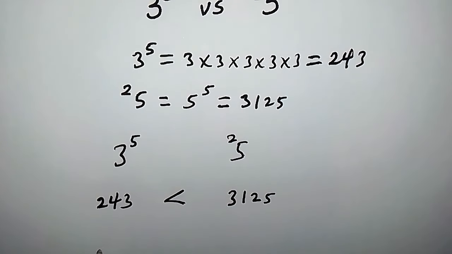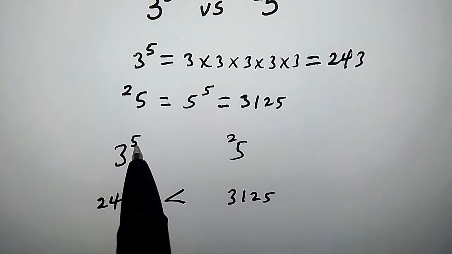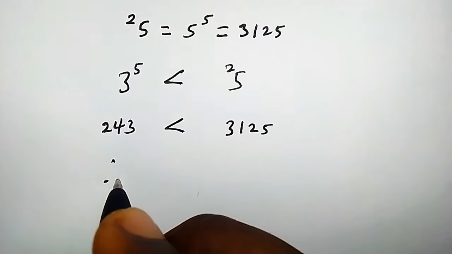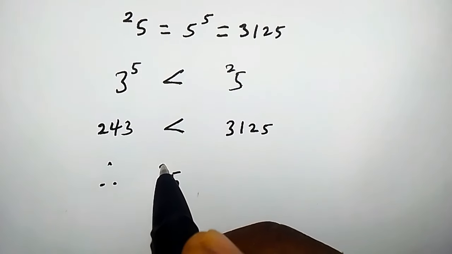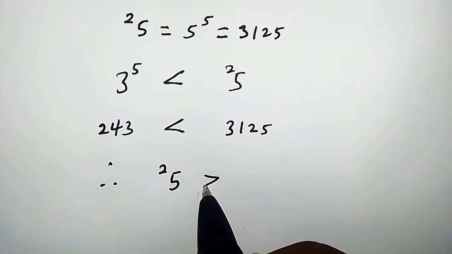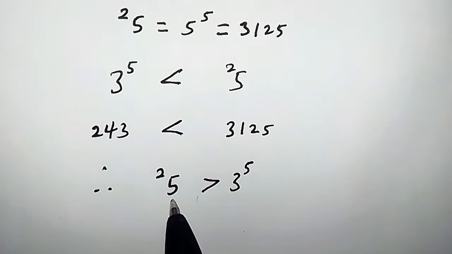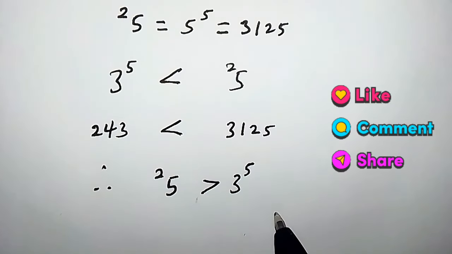So this implies that 3 raised to the power of 5 is less than 5 to the super power of 2. Therefore, 5 to the super power of 2 is strictly greater than 3 to the power of 5. 5 to the super power of 2 is the larger number.